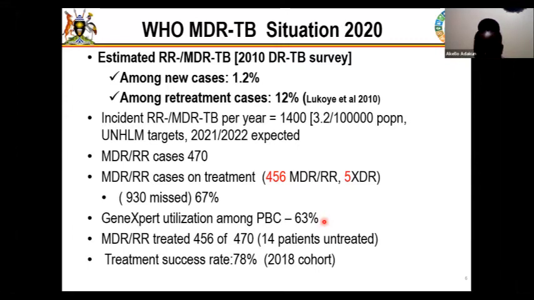The 2018 cohort showed a treatment success rate of 78%. However, we have just analyzed data in May, and our recent success rate is at 80%. That means that of every 100 patients we treat, 80% actually get cured, which is a good thing. But still, the 20 who die or get lost to follow-up is actually high because our target is 90%. Drugs are free, diagnosis is free. We want all patients with MDR-TB to be cured and not die off.